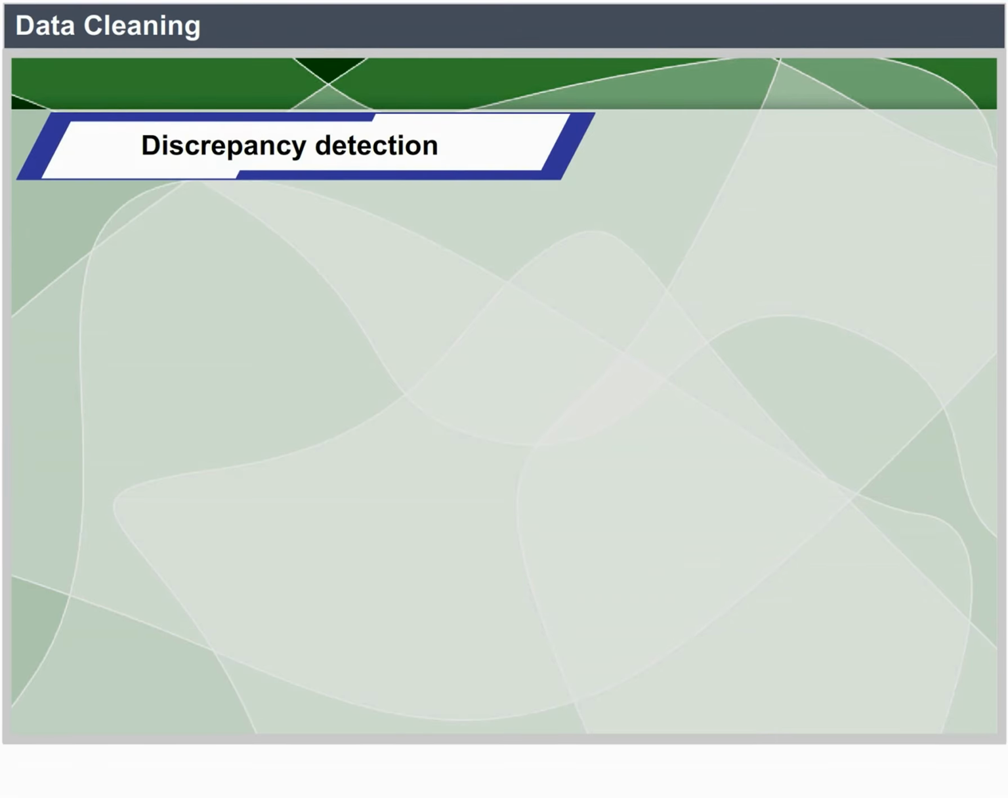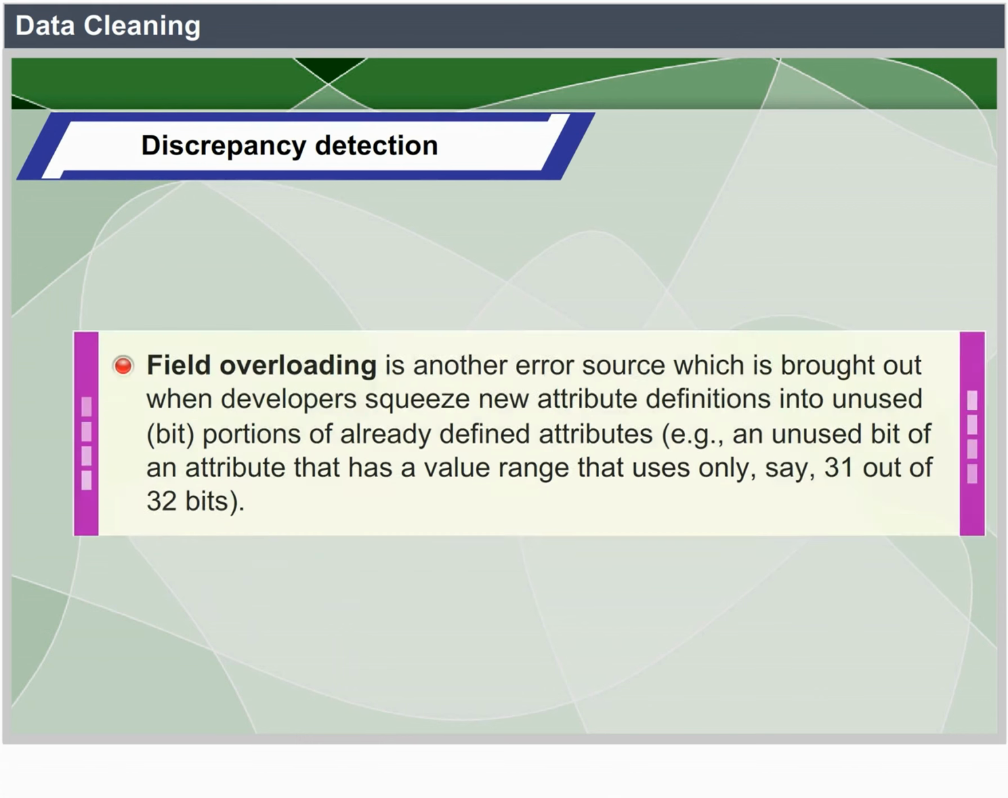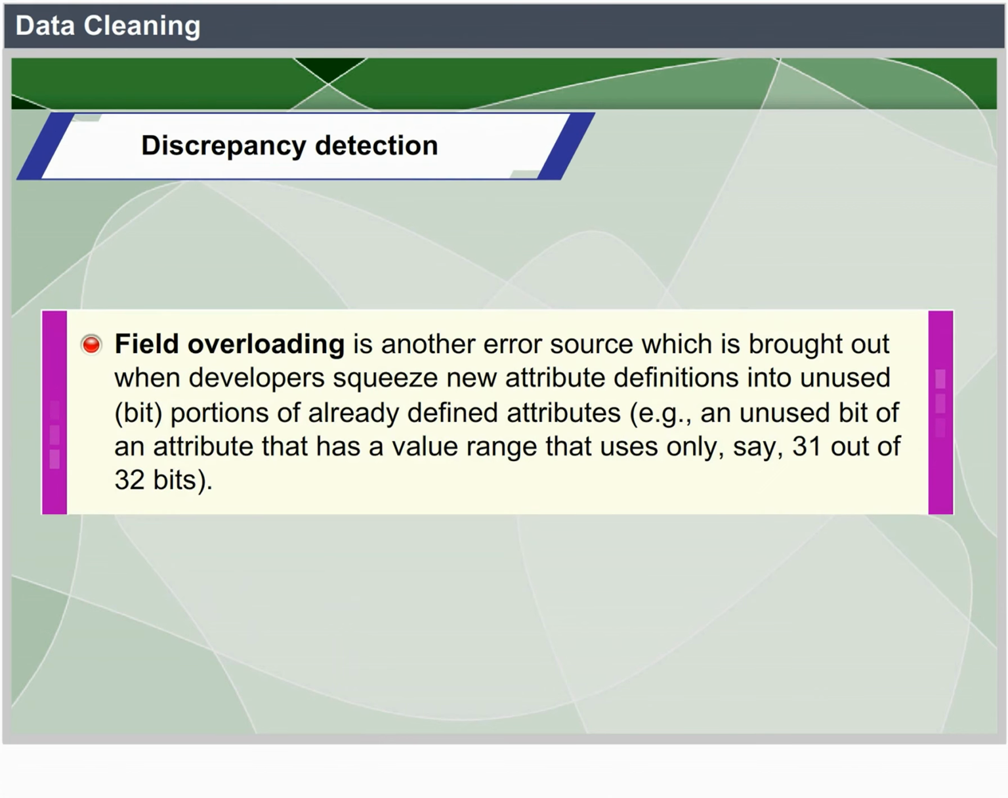Discrepancy detection. Look out for the inconsistent use of codes and any inconsistent data representations. For example, 2010-12-25 and 25-12-2010 for date. Field overloading is another error source that typically results when developers squeeze new attribute definitions into unused bit portions of already defined attributes. For example, an unused bit of an attribute that has a value range that uses only, say, 31 out of 32 bits.